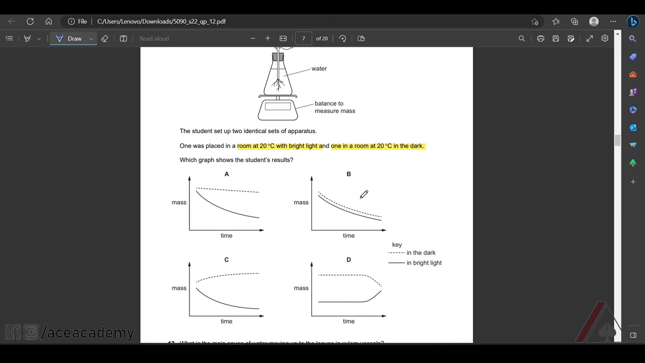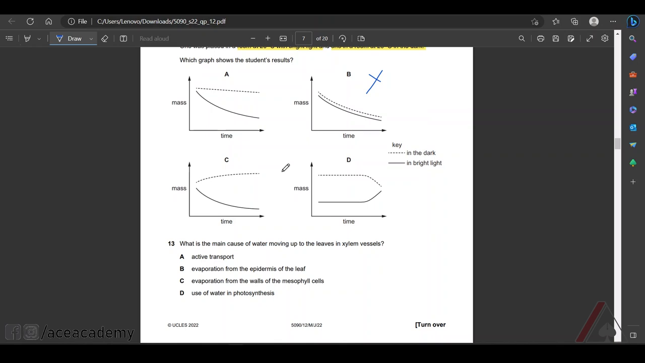In option B, mass of the plant decreases in the dark. This really shouldn't happen because, again, as I mentioned, in the dark, the stomata are closed, so no transpiration occurs, no water is lost. So B is wrong.